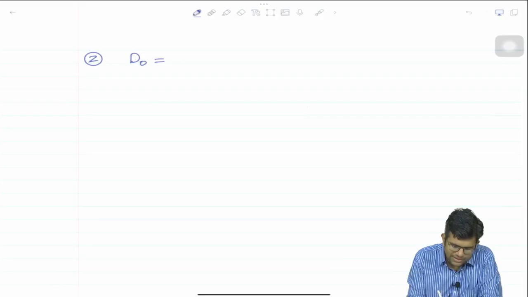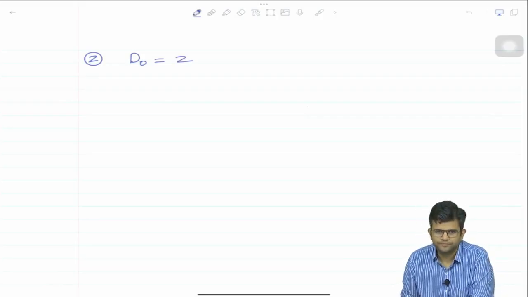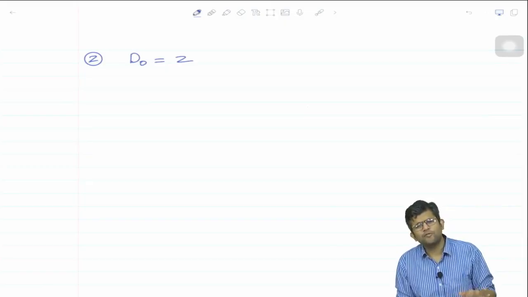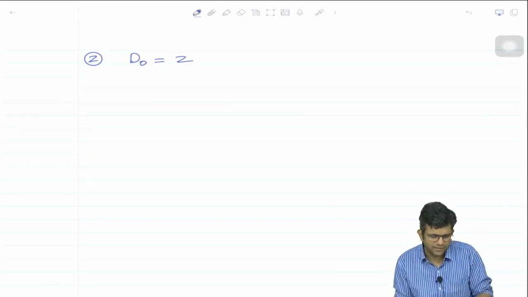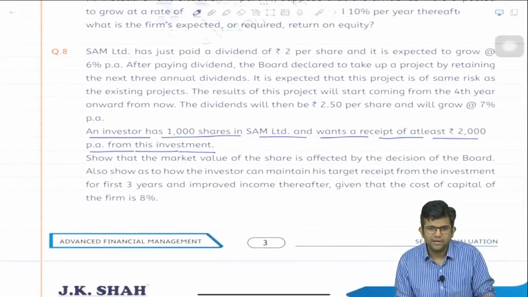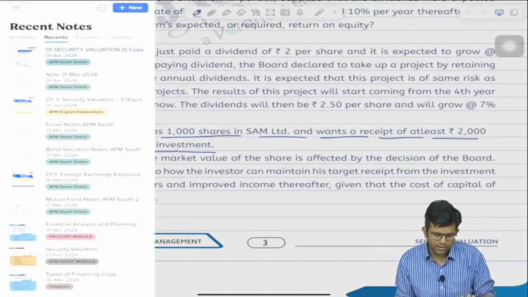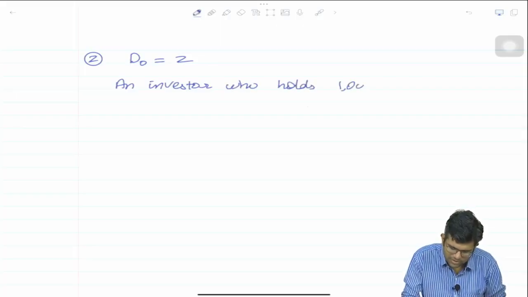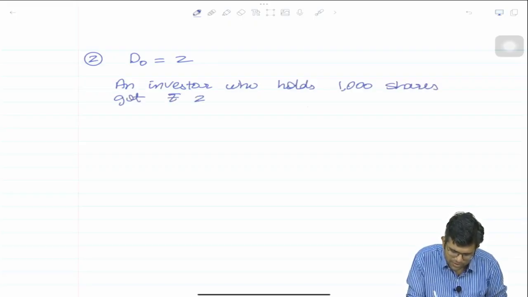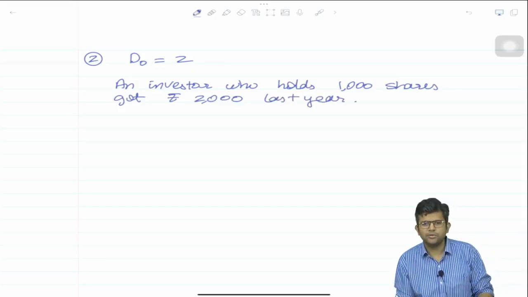Can I say D0 was 2? Whether you go for the new project or not, that is already done. Past. D0 is 2, last year's dividend. Where is it given? First line. Dividend of 2. Can I say an investor who holds 1,000 shares got rupees 2000 last year? This line you understood?